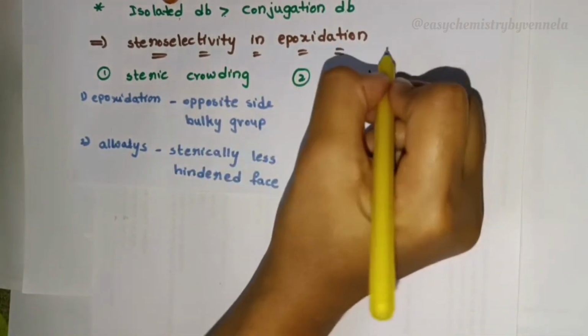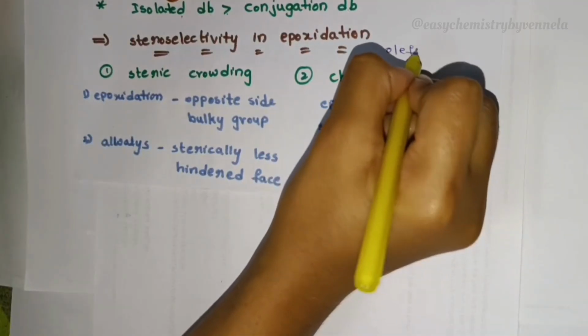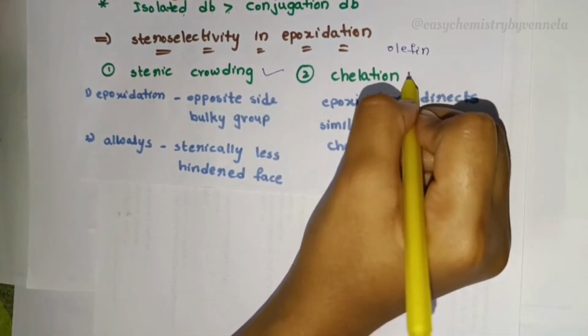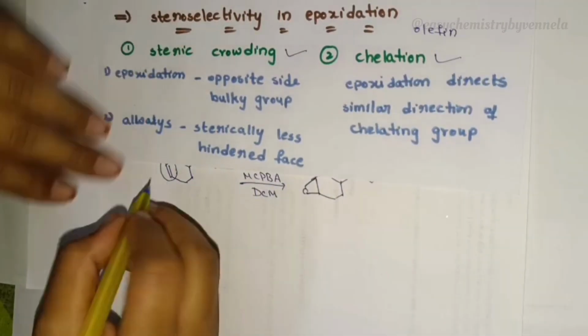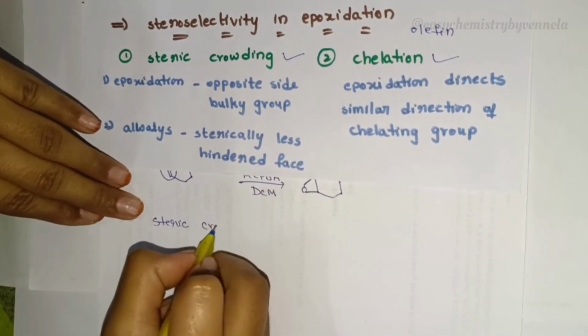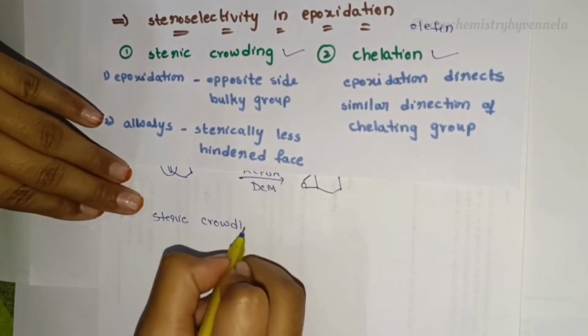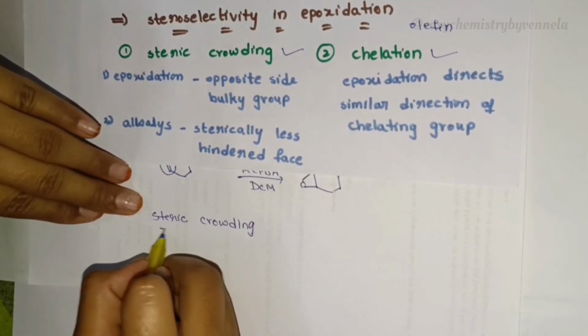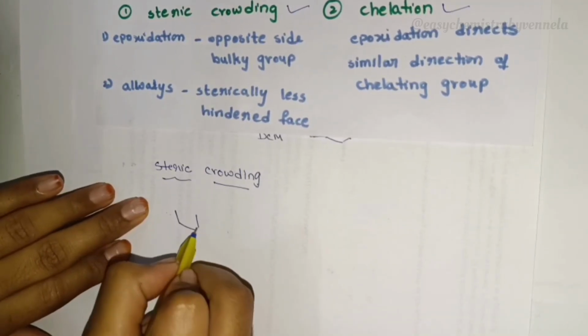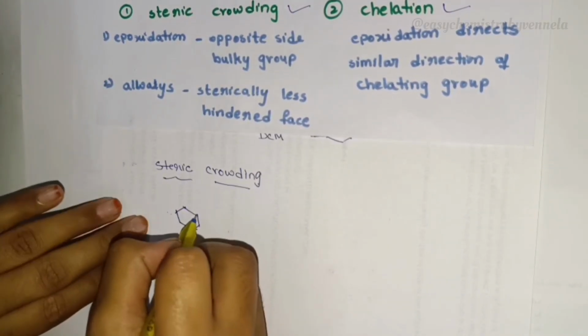So the next point is stereoselectivity in epoxidation. This is also in olefins. Here there are two types: one is steric crowding and another one is chelation. First, steric crowding. Here I am giving an example directly, then you can understand easily.